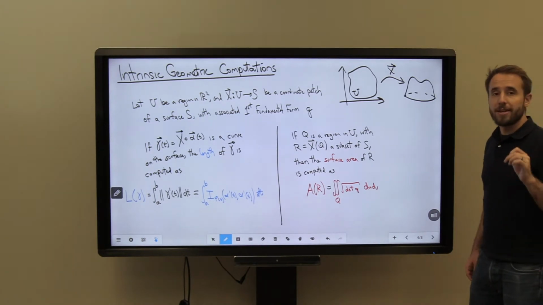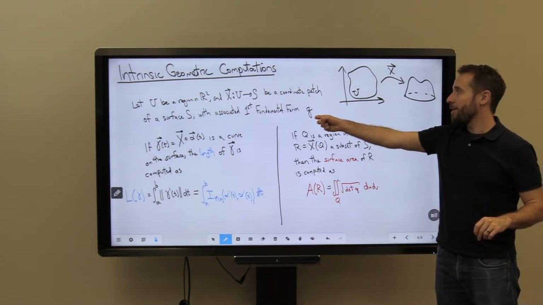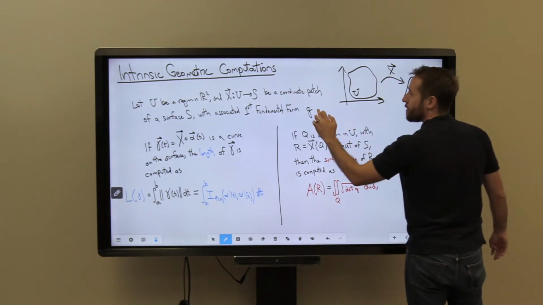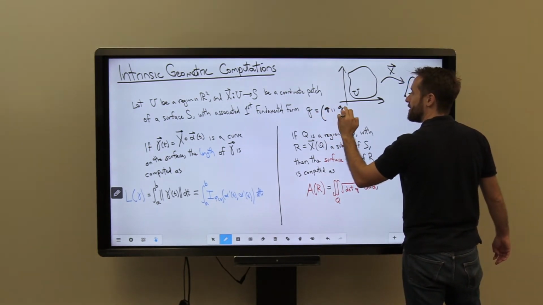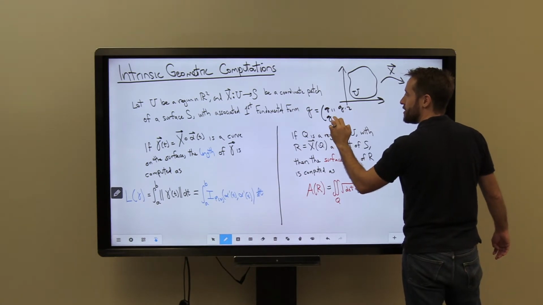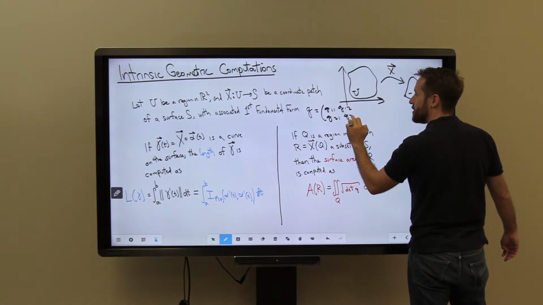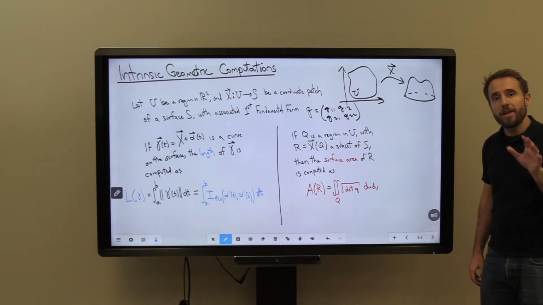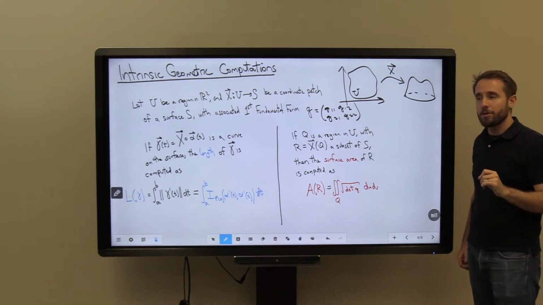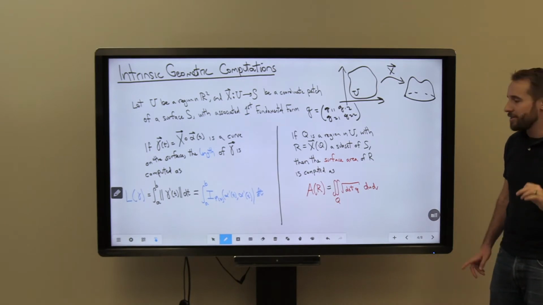Let's have an associated first fundamental form. This is our matrix G, right? And so let's assume that we can compute that at any point as G11, G12, G21, and G22. Then we can compute lengths of curves and we can compute areas as follows.